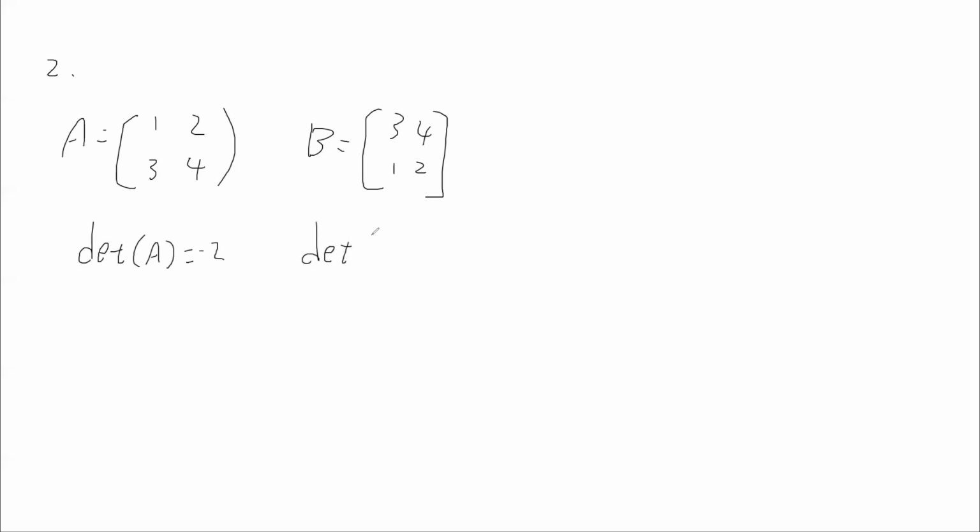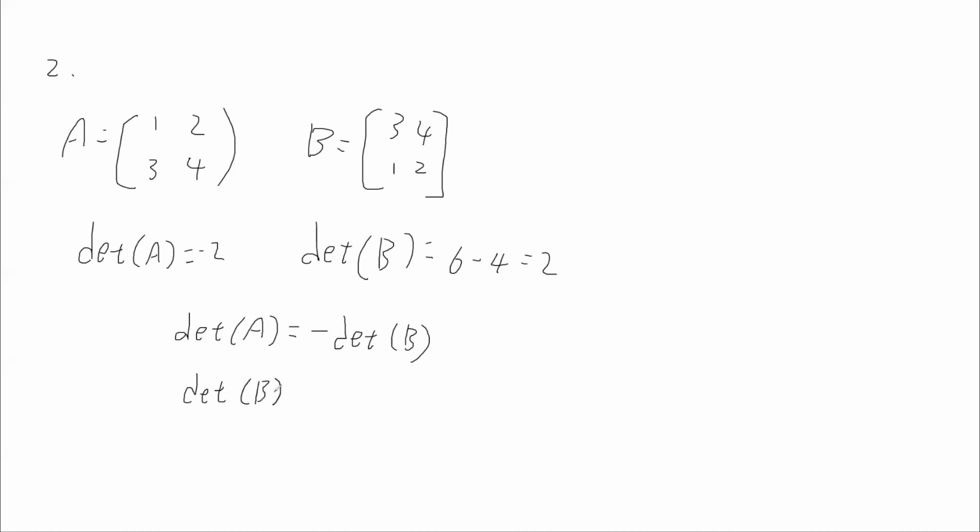And by this theorem, what do you think the determinant of B is going to be? Let's check. 3 times 2, 6, minus 1 times 4, 4, which gives you +2. Notice that the determinant of A and the determinant of B are opposites of each other. So the determinant of A is equal to the opposite of the determinant of B, or you can do it the other way: the determinant of B is the opposite of the determinant of A. Okay, that's the second one.